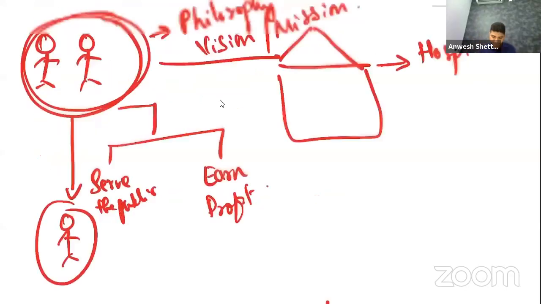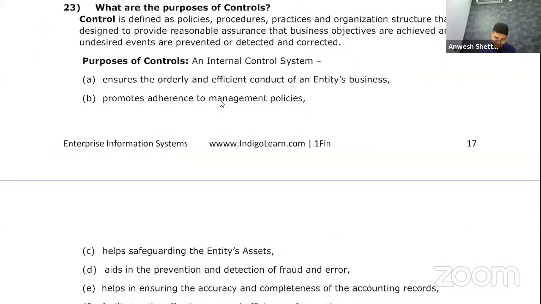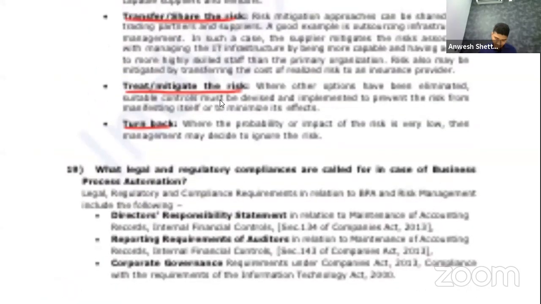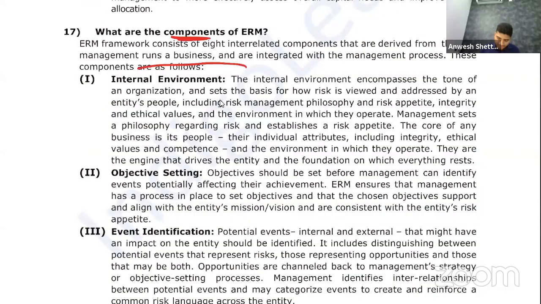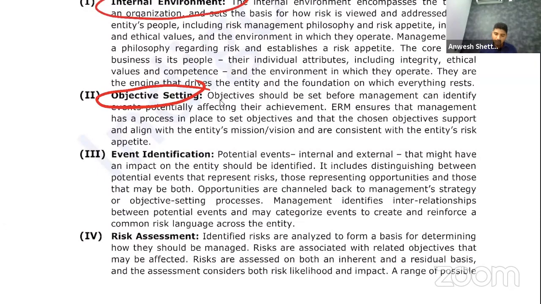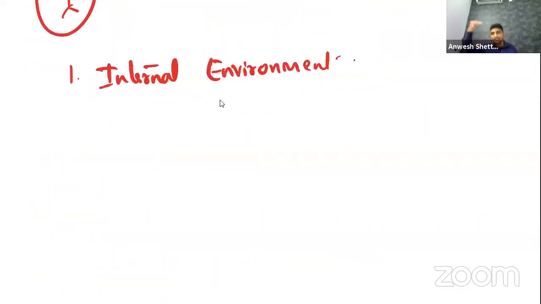The next step after internal environment is objective setting. Objectives should be set before management can identify events potentially affecting their achievements. Now, what is objective setting? For example, the consultant has understood the philosophy, the mission statement, and the vision of the hospital, and he understood that these doctors are not here to serve the public, but to increase their profit. Profit maximization is their goal.